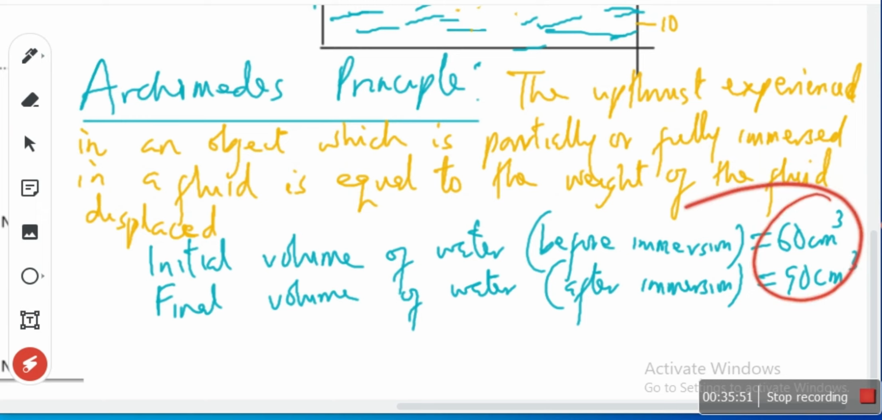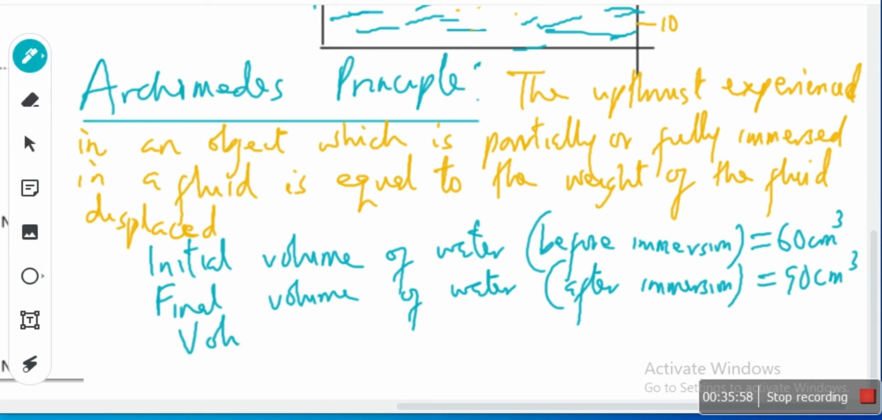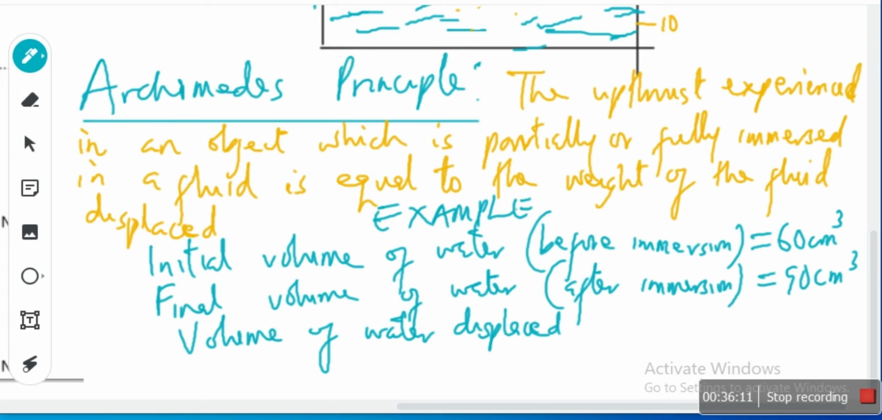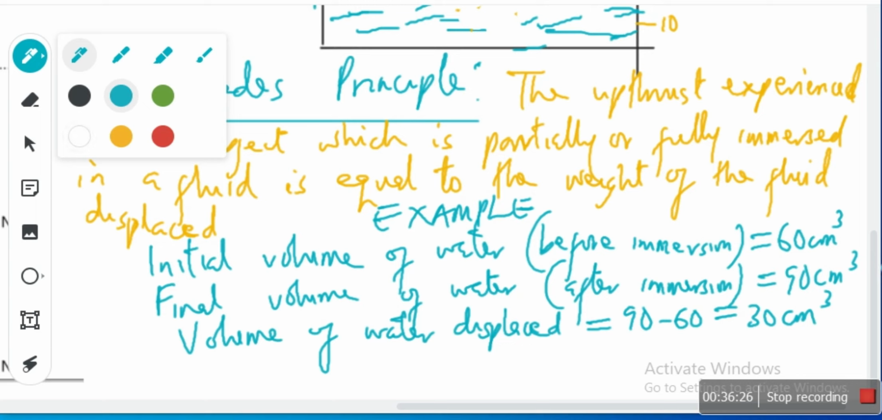So what is the volume of the fluid this water displaced, first of all, before we even find the weight? The volume is volume of water displaced. I'm using this example above. Are you ready? What's the volume of this water displaced? 90 minus 60, which is 30 cm cube, isn't it? That's the volume V. How do we find the weight?